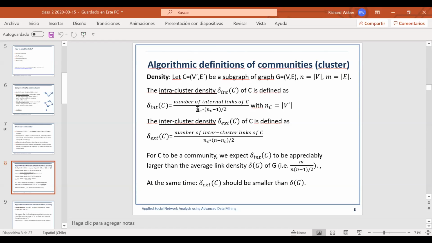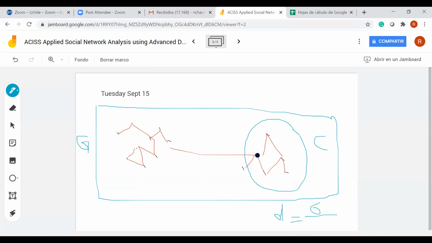So if we have NC nodes, this formula gives us the number of possible links inside the community, if all nodes were connected to each other. Okay, so the number of possible links. With that in mind, let's go back to our whiteboard. So we have NC is 1, 2, 3, 4, 5, 6. This one should be inside as well. Okay, sorry for that. Again, 1, 2, 3, 4, 5, 6 nodes.